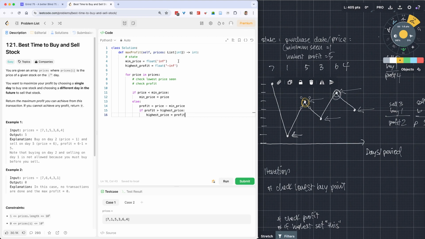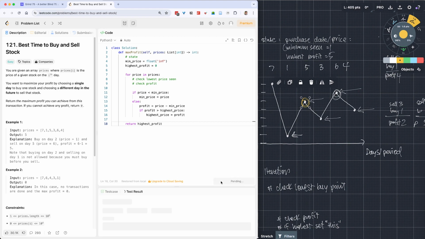not what we want to return. We want to return 0 if there's no profit, right? So if we can only do negatives, or if there's just no profit available, we want to return 0. So the highest profit that we've seen is going to be this.